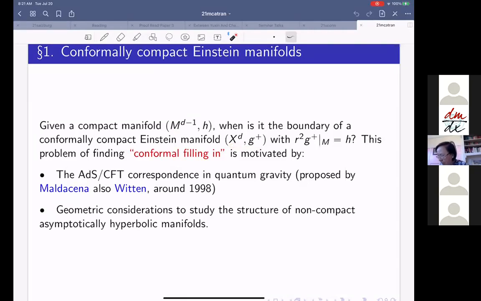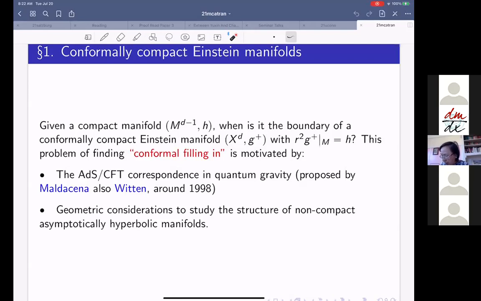But in the following sense: suppose X has a metric g plus, which is an Einstein metric, which we will explain later, and h is related to g plus in the sense that there exists a defining function r such that r squared g plus restricted to the boundary M is the given h. That's called conformally filling in.